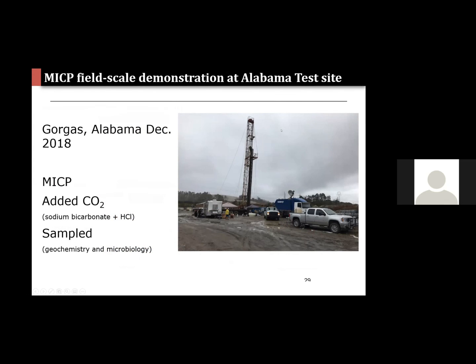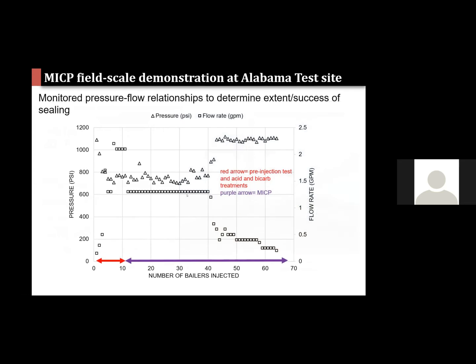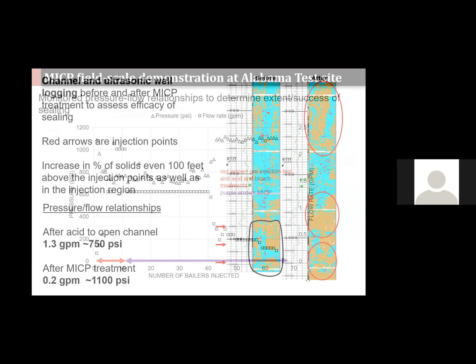This is one of many wells that we've undertaken this. And again, it was very successful. This is just showing well pressure and flow rate. And over time, we can see that ultimately the pressure increases and the flow rate decreases as we successfully seal this leaking well using these microbially formed minerals. And this resulted in around a 94% reduction in injectivity.